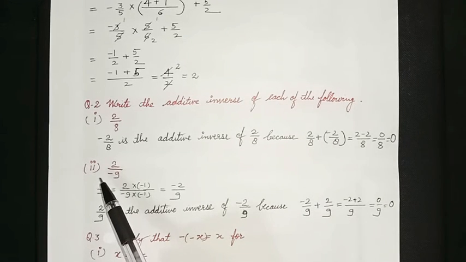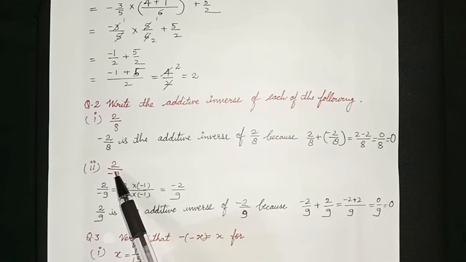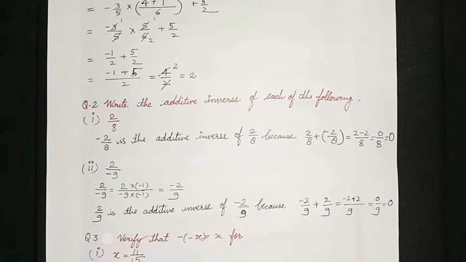Now see the second part of the same question. The second part is 2 upon minus 9. 2 upon minus 9, you can see it is not in standard form.